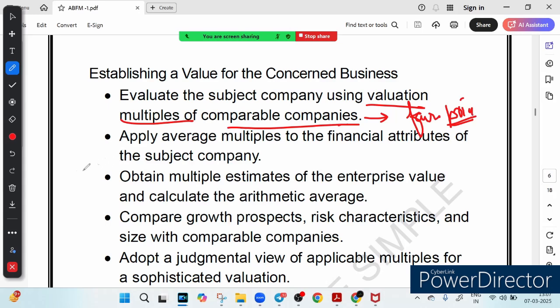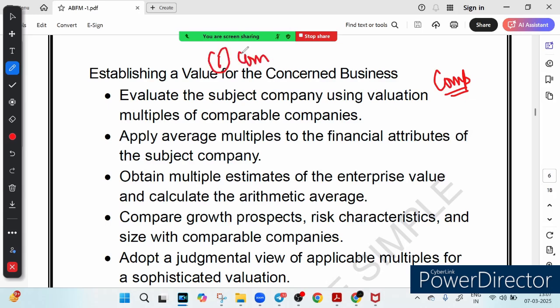First of all, you compare with a similar company. Look at businesses in the same industry with similar size and similar market presence, and you compare their revenue, profit margin, and financial ratios. That's it. This is the first step: compare with a similar company.